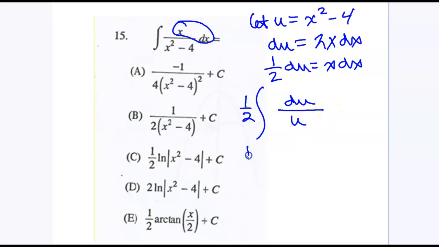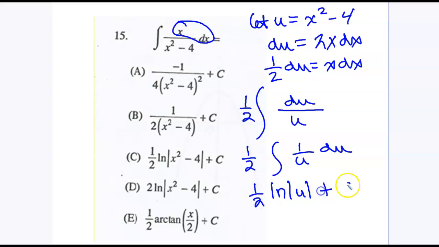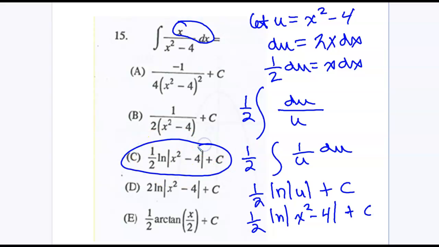So this is really the same thing as 1/2 times 1 over u du. And again, the integral of 1 over u is that special case. It's ln absolute u plus a constant. It's 1/2 ln absolute x squared minus 4 plus a constant. And so my answer again is C.